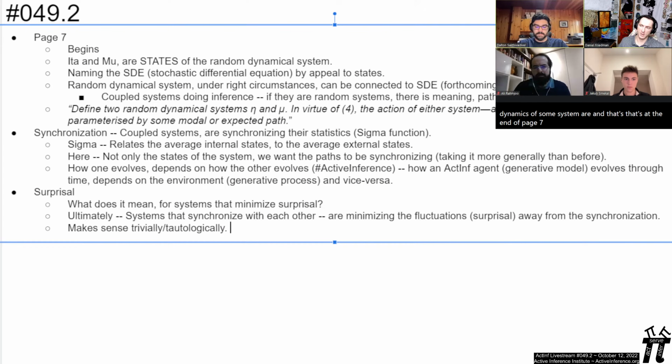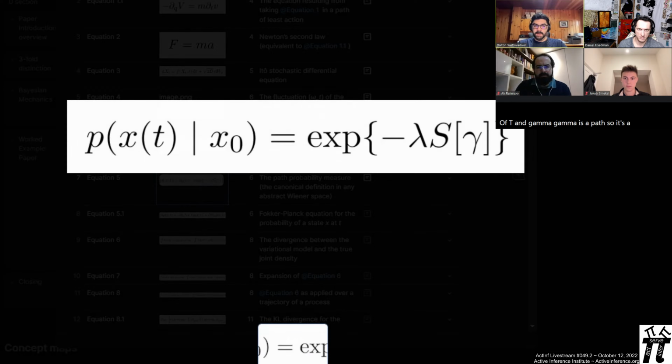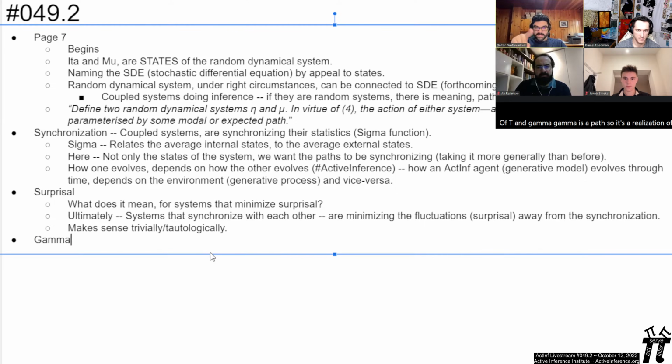Great. I'll ask a specific and a general question from the chat. So first, the specific question, and just let me know which equation to look at. Martin Beal asks, what is the relationship between x of t and gamma? Gamma is a path, so it's a realization of x of t, the random variable. X of t is just another way of writing gamma.